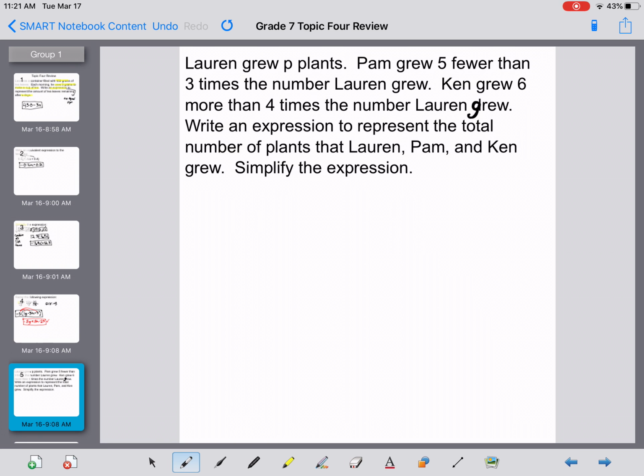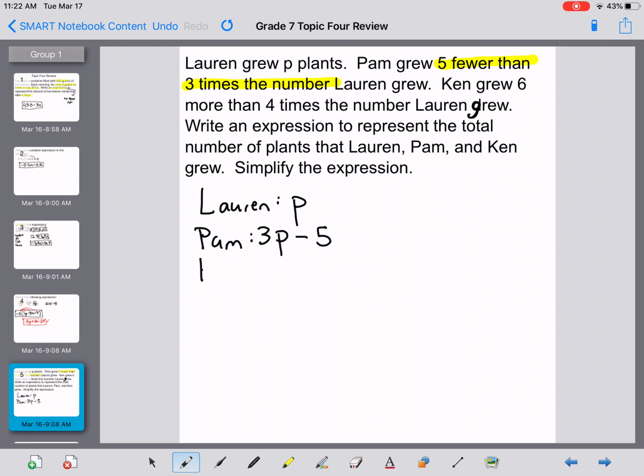In order to make this easier, I'm going to list out all 3 people and write an expression for each person. Lauren, we knew, grew p plants. The next person is Pam. Pam grew 5 fewer than 3 times the number that Lauren grew. Whenever we see 5 fewer or 5 less than, we're going to put that at the end. And since it's fewer, it's going to be minus 5. Now I need to do 3 times the number that Lauren grew. Since Lauren grew p, 3 times that would be 3p.